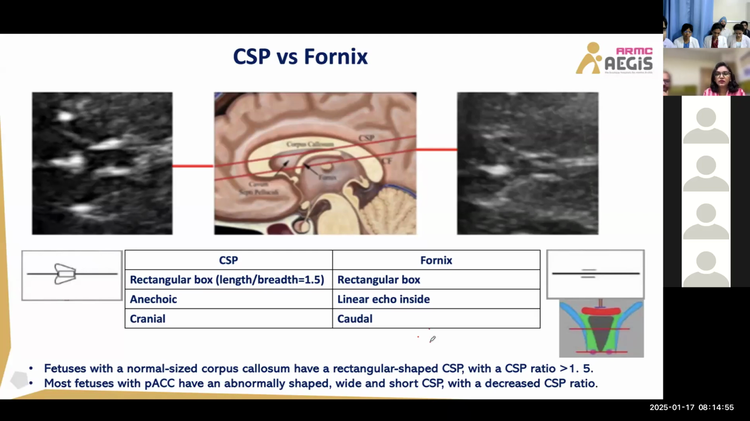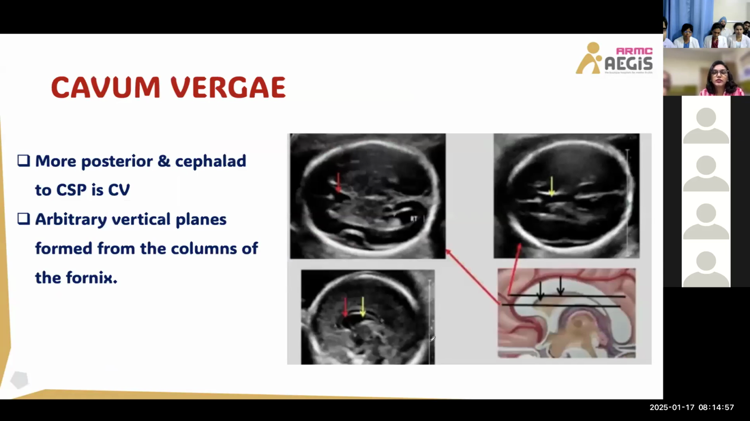Yes, please. The other structure which we get confused with CSP is the cavum vergae, which, as we already saw, is nothing but the posterior extension of CSP. Here the image on the left shows the cavum septum pellucidum, which is located more anteriorly, whereas the image on the right shows the cavum vergae, which is located more posterior and cephalad to the CSP imaging plane. An important point to differentiate between CSP and CV is that if you slightly make the CSP more cephalad, you can extend it to a cavum vergae, whereas this is not possible when you see the fornix.